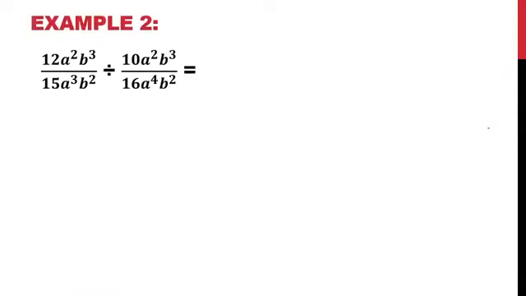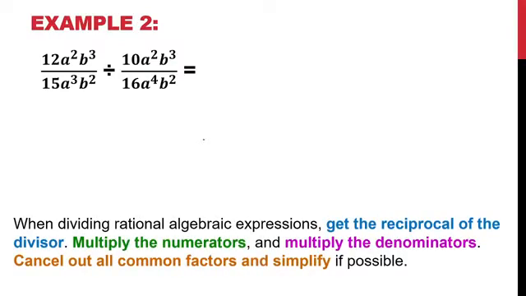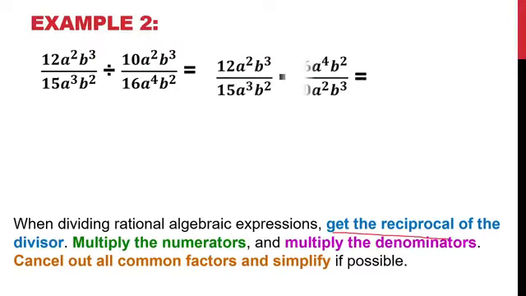Next example. Let's have example number 2. So you have here 12a squared b cubed over 15a cubed b squared divided by 10a squared b cubed over 16a raised to 4b squared. Step number 1. You get the reciprocal. This is the first step. Get the reciprocal. There you go. You just copy the first fraction and get the reciprocal of the second fraction, the divisor.